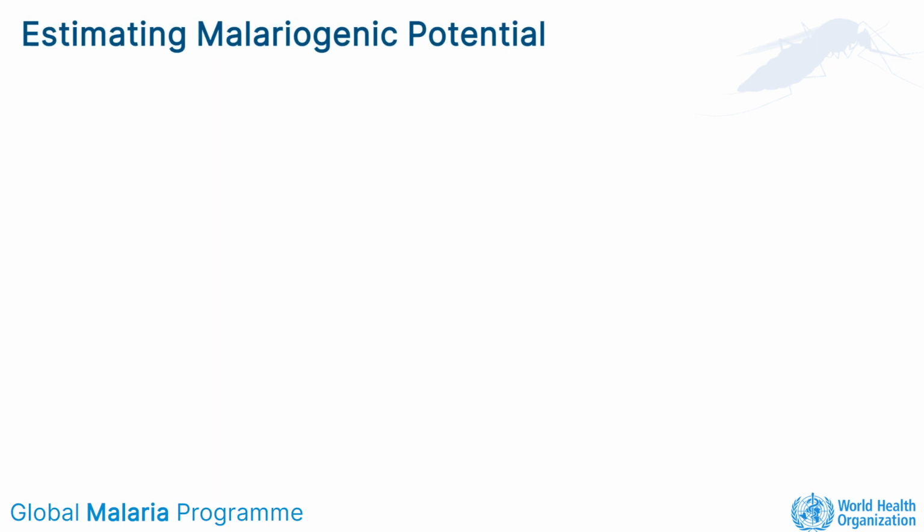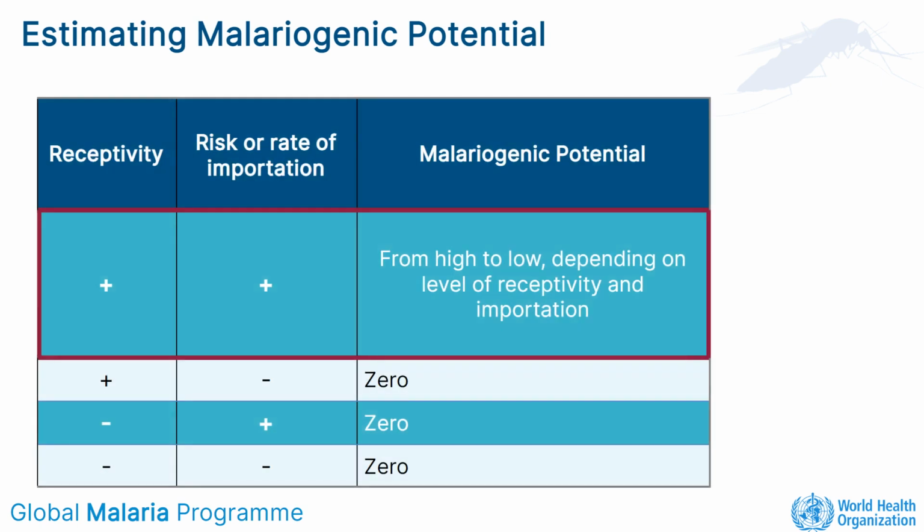The interaction of the two main factors that determine the risk of reestablishment, that is, receptivity and risk or rate of importation, determines the magnitude of an area's malariogenic potential. Unfortunately, there is no easy formula to calculate malariogenic potential per se. As we've said, this is a useful construct, but it is not quantifiable. The malariogenic potential should be estimated for each of the administrative units of the country or area.